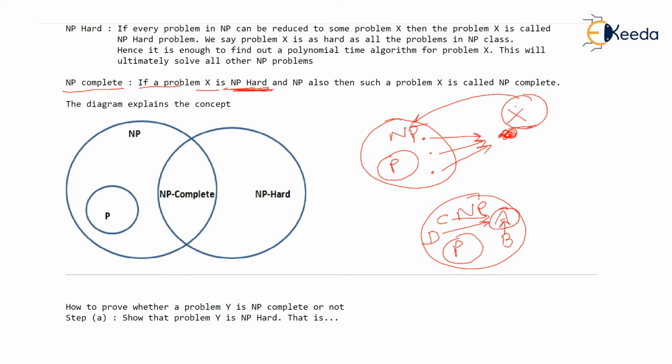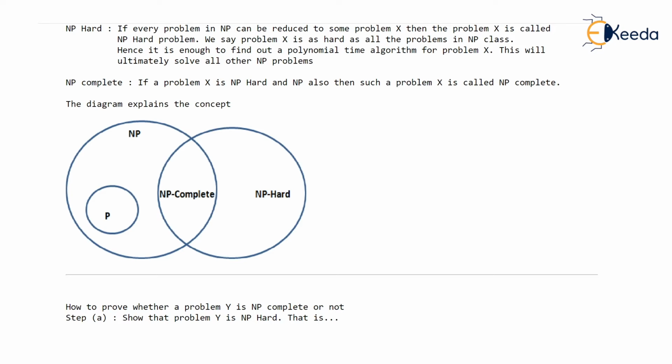Then it is NP hard and NP also. That is, problem X is NP hard and it belongs to NP class. Then such a problem X is called NP complete. I guess you are understanding. Very tricky at times, but I guess we have taken enough videos and slowly and steadily I have come to this point.